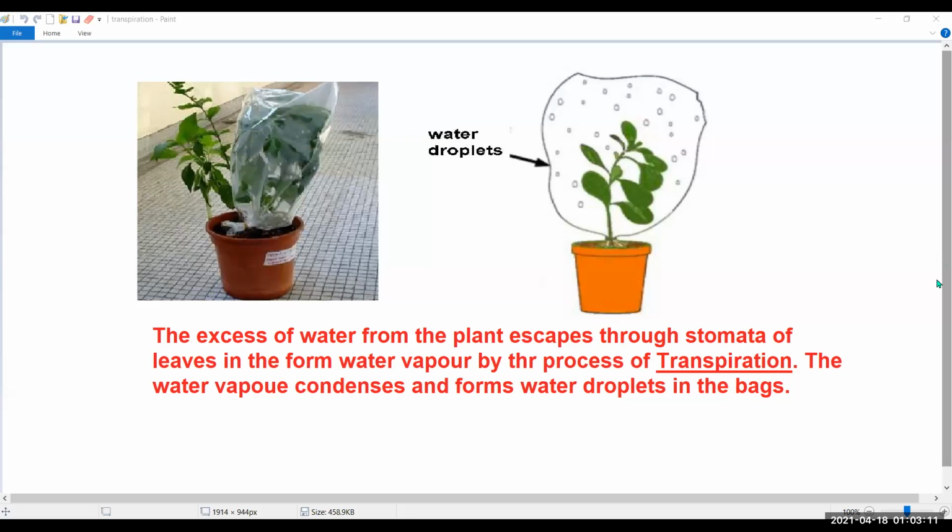This activity confirms that the excess of water from the plant escapes through stomata of leaves in the form of water vapor by the process of transpiration. The water vapor condenses and forms water droplets in the bag. So children, transpiration helps in cooling the plant just as the loss of water during sweating keeps us cool in hot weather.